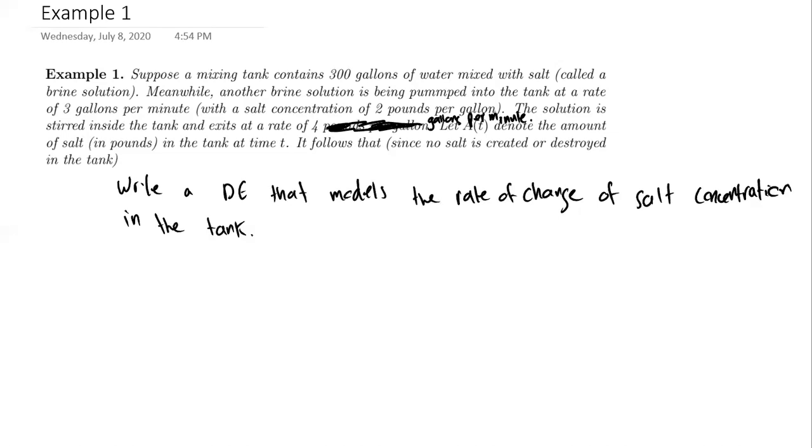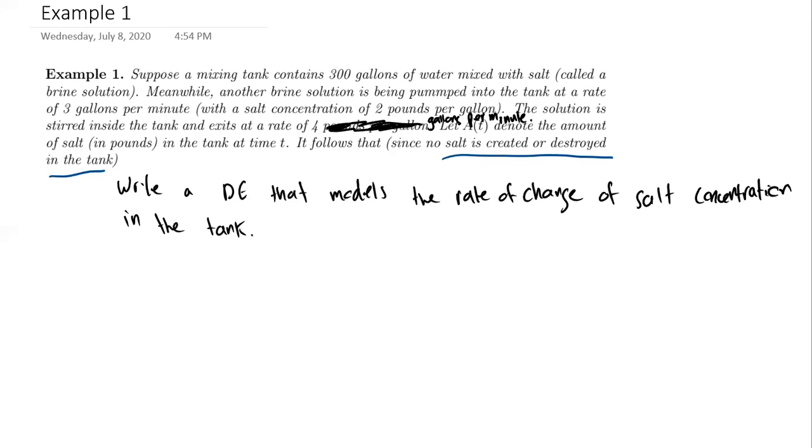Now, given this setup, if we further assume that no salt is created or destroyed inside the tank, meaning that all of the salt in the mixture is either coming from the brine solution being pumped in or the salt that was already in the tank, given that extra assumption, we can model this situation specifically. We can model the rate of change of the salt concentration using a differential equation.